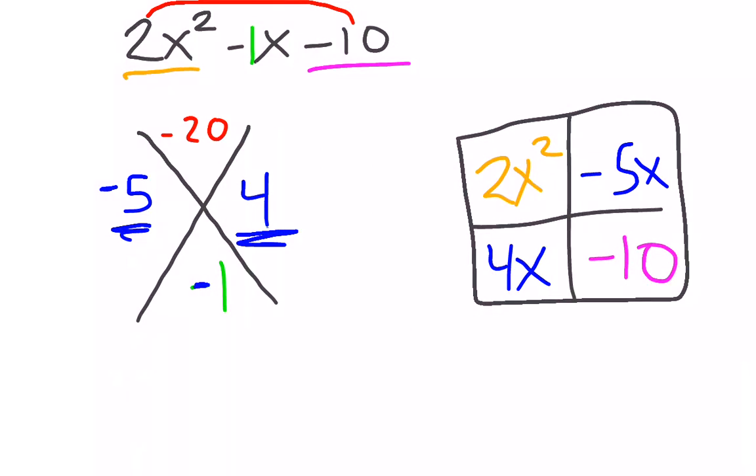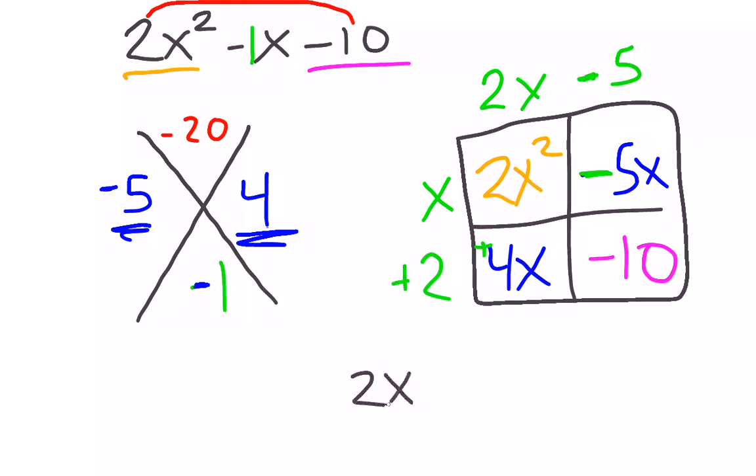So the GCF of 2x squared and 4x is 2x. The GCF of 5 and 10 is 5. The GCF of 2x squared and negative 5x is x. And the GCF of 4 and 10 is 2. And now I need to be careful with my signs. That negative 5 makes this a negative 5. And this positive 4 means that this is a plus 2. Write down your answer. 2x minus 5 times x plus 2.